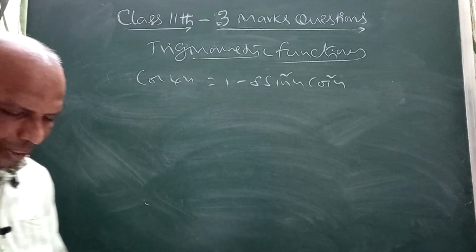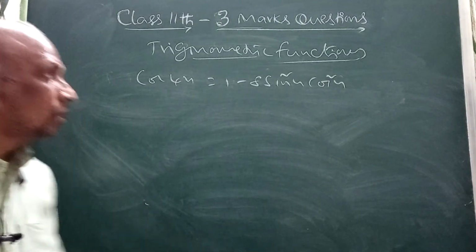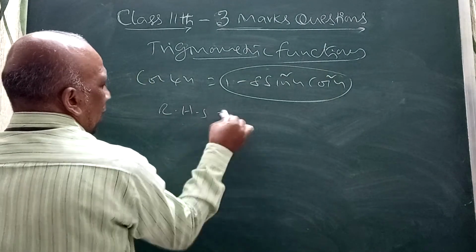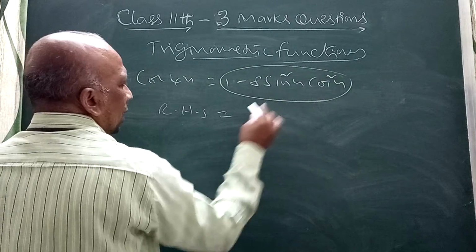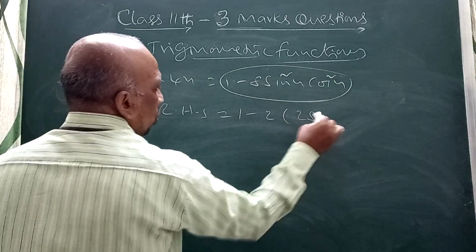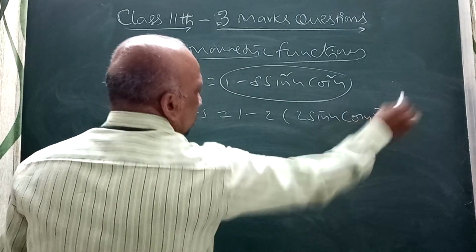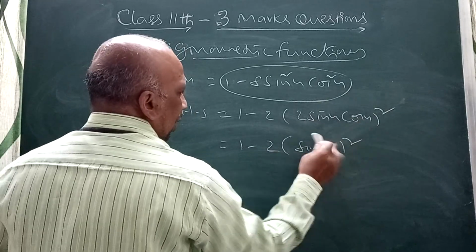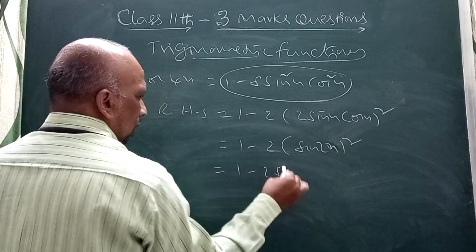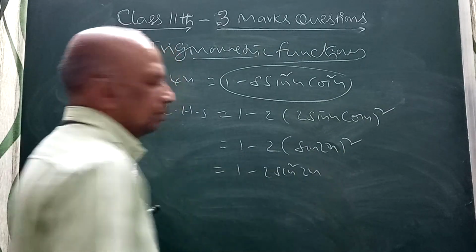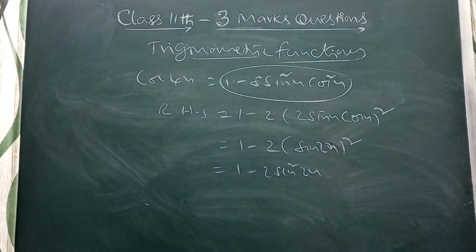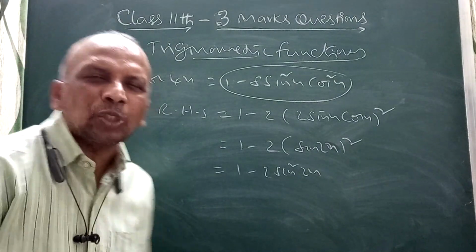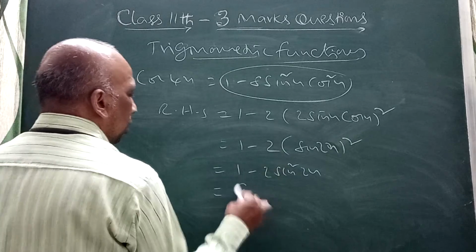So here in this problem, when they are asking this, I can consider RHS. I can write 1 minus 8 as 1 minus 2 into (2 sin x cos x) whole square. This is sin 2x whole square, right? So 1 minus this will be 2 sin square 2x. You will get 1 minus 2 sin square 2x. From this I can conclude that 1 minus 2 sin square 2x is nothing but cos 4x.